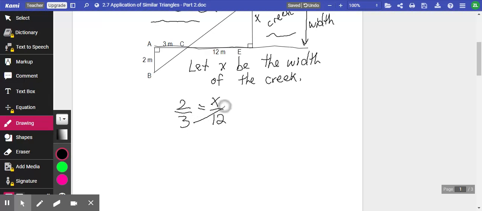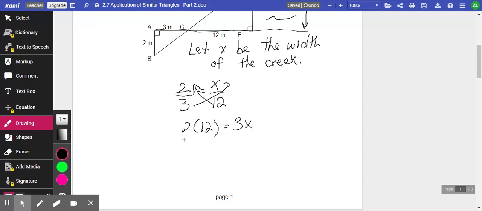So in this case, we can simply do cross multiplication. So we'd have 2 times 12 equals 3x. And if we simply do multiplication, 2 times 12 being 24 equals 3x. And our job is to get the width, or find x by itself. We would divide both sides by 3. Therefore, our answer being x equals 8.